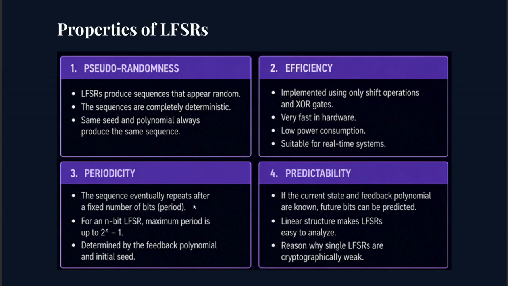The third property is periodicity. Eventually, the sequence repeats after a certain number of bits. For an n-bit LFSR, the maximum possible period is 2 raised to n minus 1. The exact period depends upon the feedback polynomial and the initial seed. The fourth property is predictability. If an attacker knows the current state and the feedback polynomial, the future output can be predicted mathematically. This predictability is the major weakness of a single LFSR in cryptography.